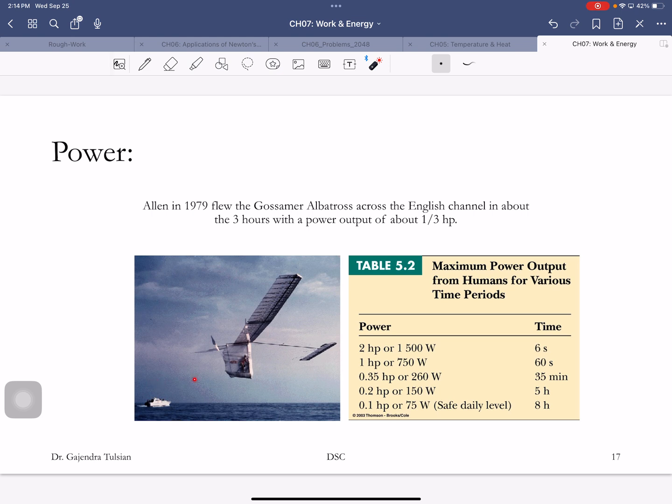This guy crossed the English Channel on a bicycle-powered airplane. Mr. Allen, he crossed the English Channel in about 3 hours, and his power output was a third of a horsepower. So that was quite a feat.